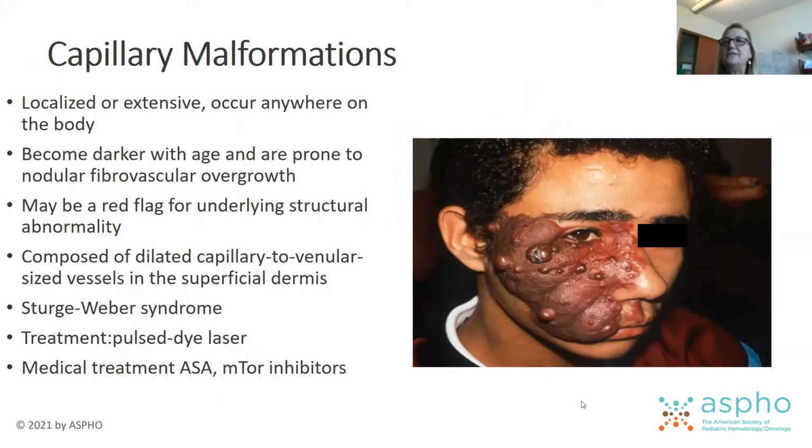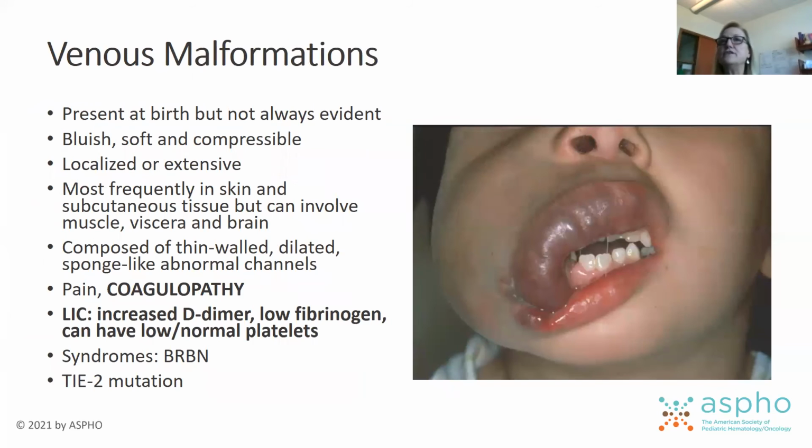So capillary malformations can be extensive. They can darken over time. They're usually treated with laser. They are associated with other syndromes, such as Sturge-Weber syndrome. So if you have the distribution in the V1, V2, and V3 area, you have an increased risk for Sturge-Weber. Sturge-Weber is associated with glaucoma. It's associated with lesions in the brain, with seizures, and there's some treatment for Sturge-Weber now with aspirin and also mTOR inhibitors, and these are GNAQ mutations, and hopefully we'll have some treatment in the future.